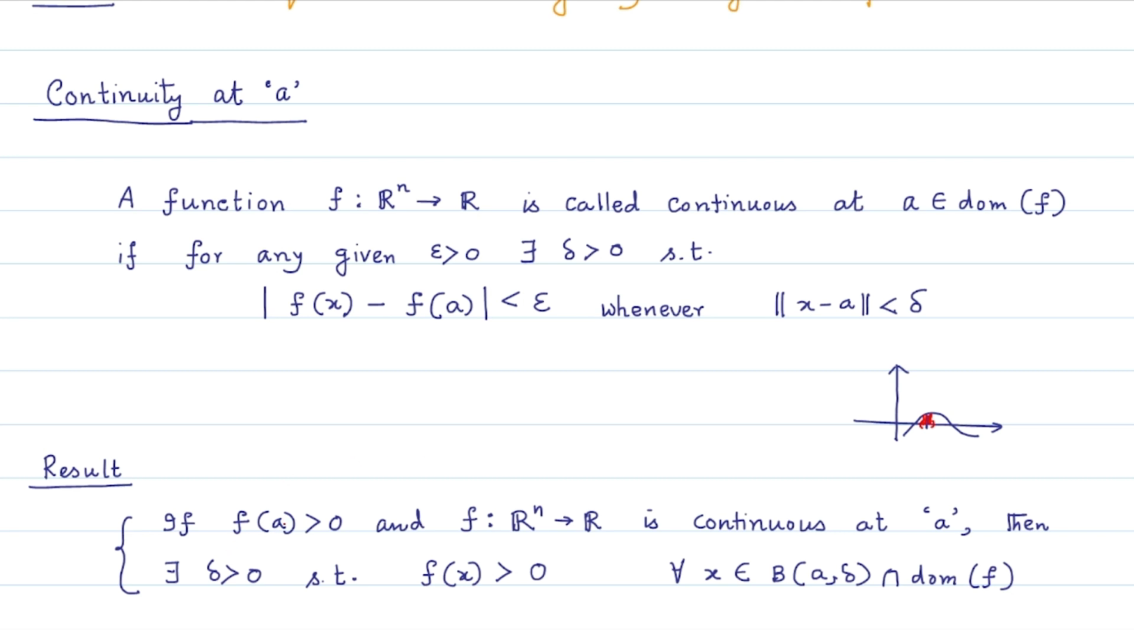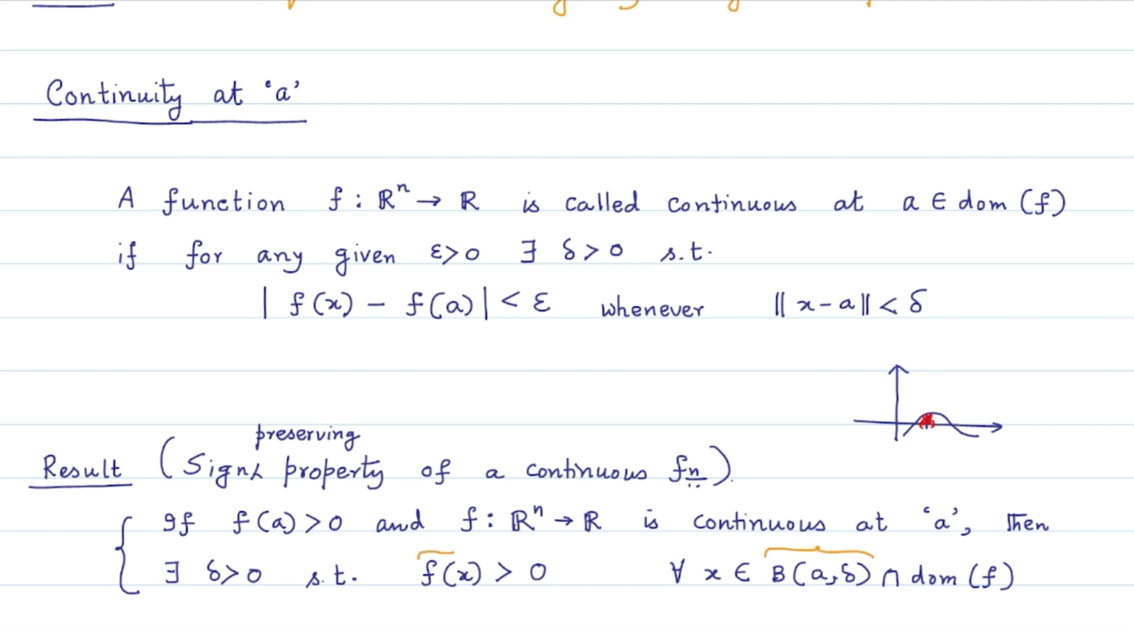This result is in fact true for negative values of the function as well. If f(a) is less than 0, then you will have a neighborhood of the point a in which the function values are all negative. This result is thus commonly known as the sign preserving property of a continuous function, because we get a neighborhood of the point a in which the sign of the function values is that of the function value at the point a.